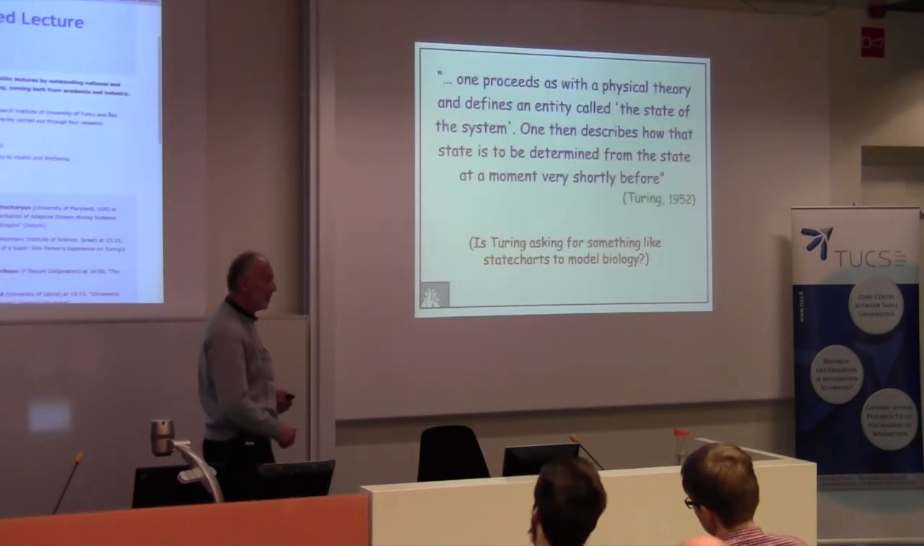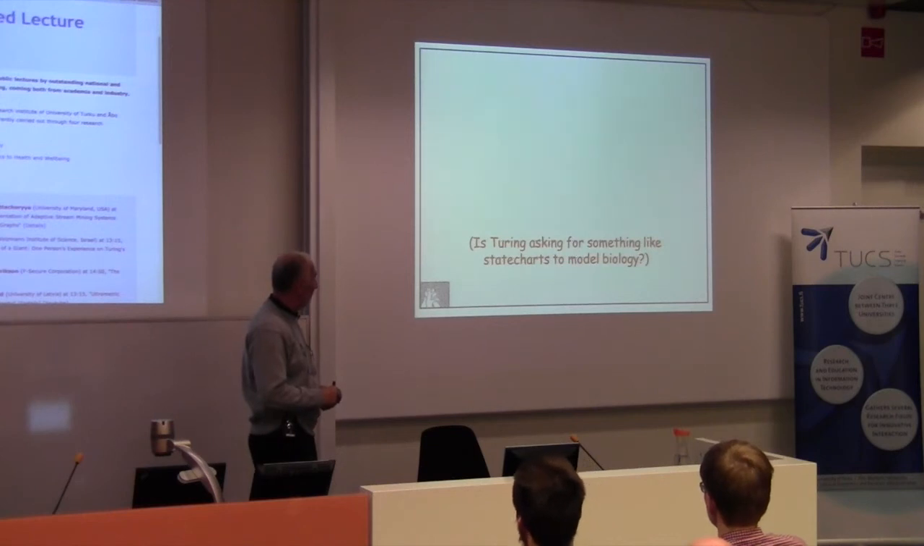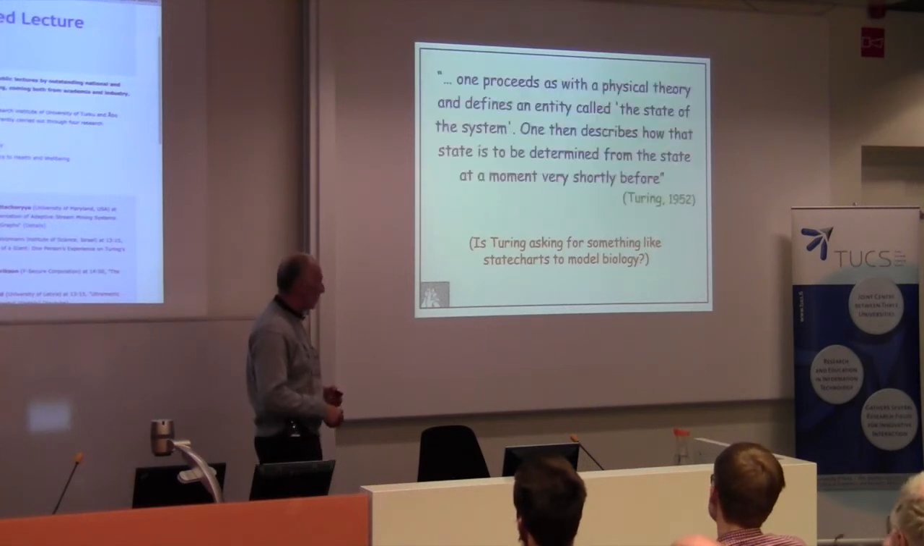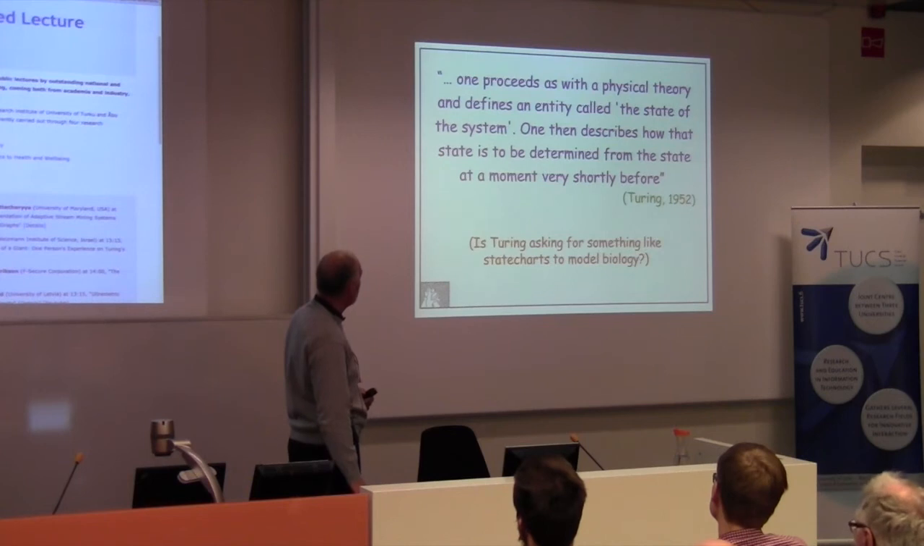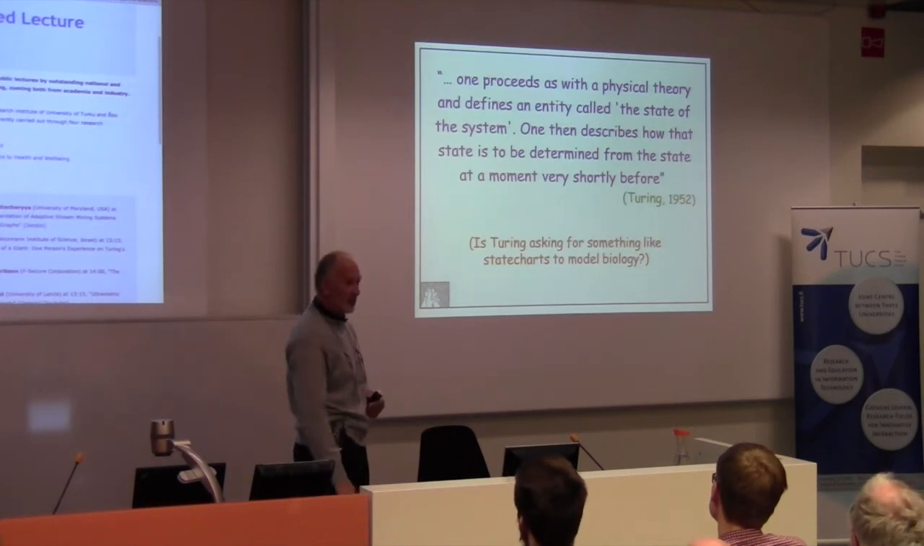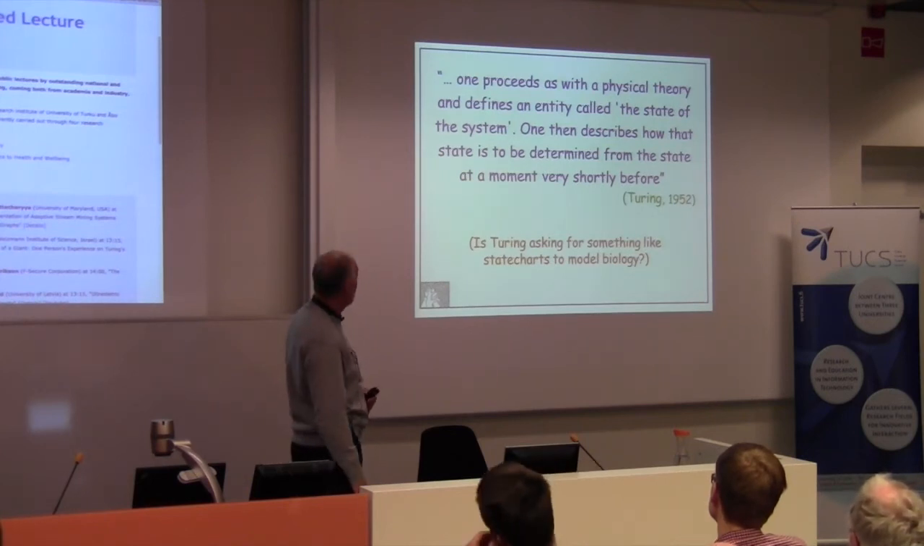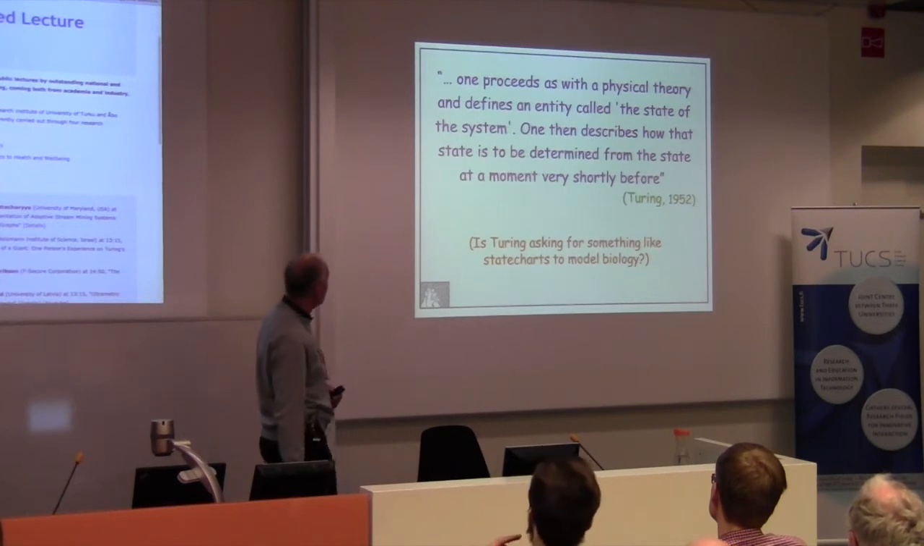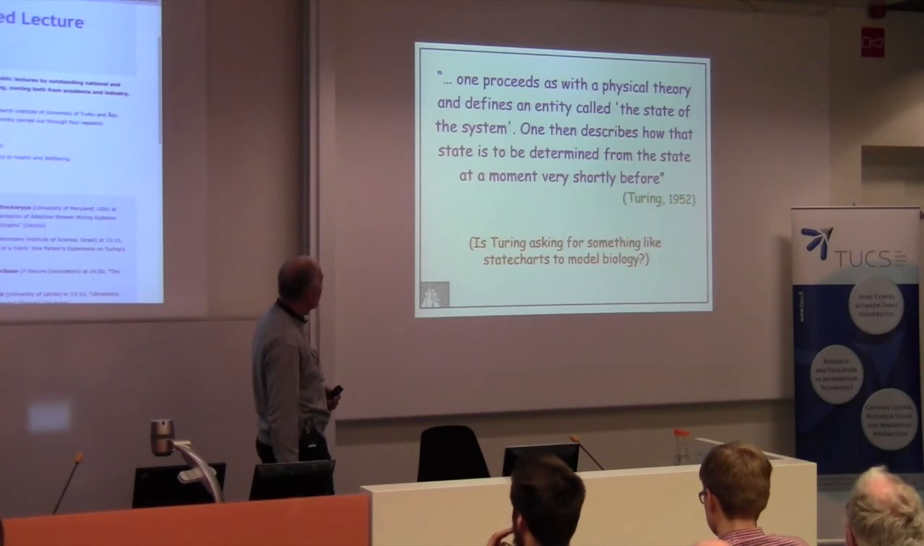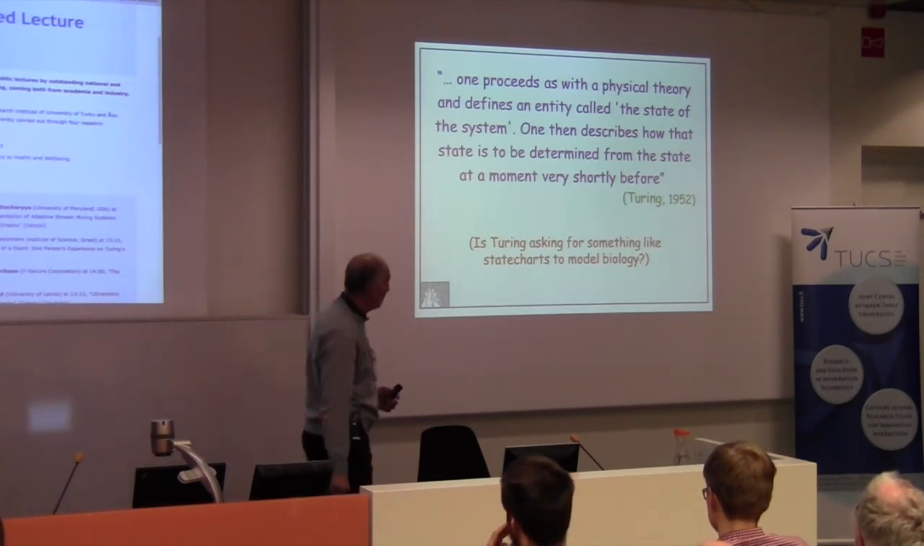But first I want to read you this quote from Turing's 1952 paper when he talks about how he thinks biology should be modeled: one proceeds as with a physical theory and defines an entity called the state of the system. One then describes how that state is to be determined from a state at the moment very shortly before.